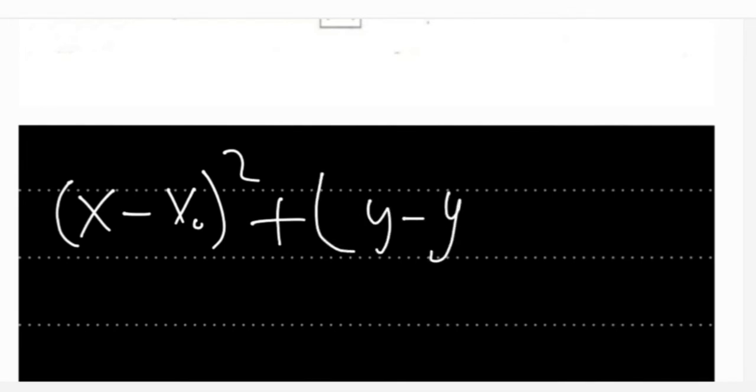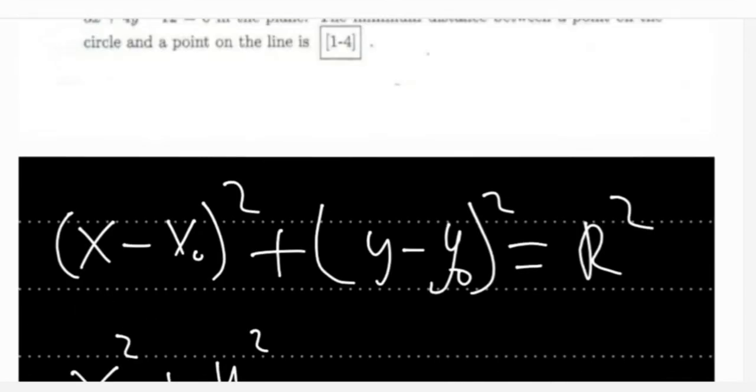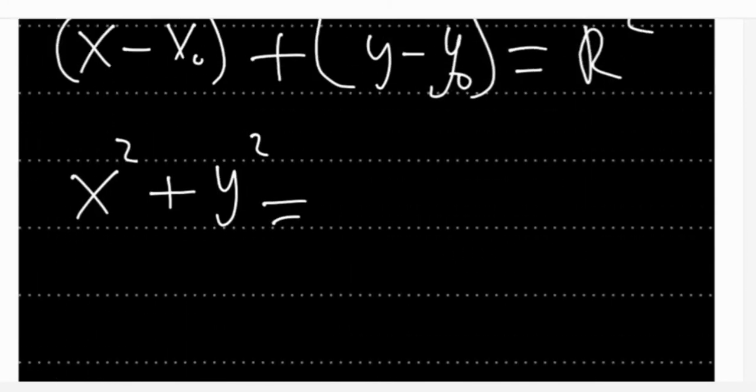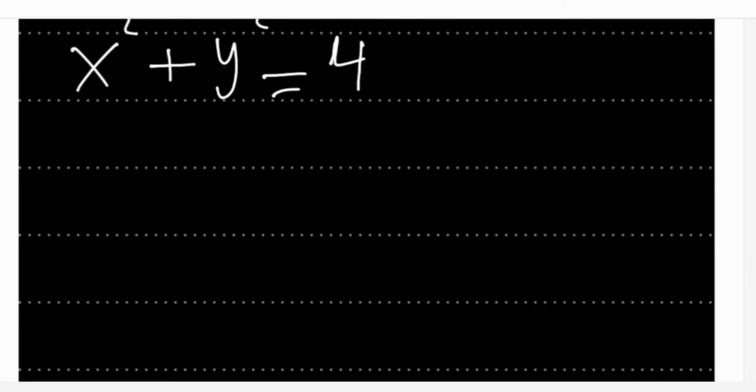So the circle has radius 2 and is at the origin. If you remember, the equation of a circle is x minus x of the center squared plus y minus y of the center squared equals the radius squared. The center is at the origin, so here's 0 and here's 0. So x squared plus y squared is equal to, the radius is 2, right? Yes, 2. 2 squared is 4. So this is our circumference equation.